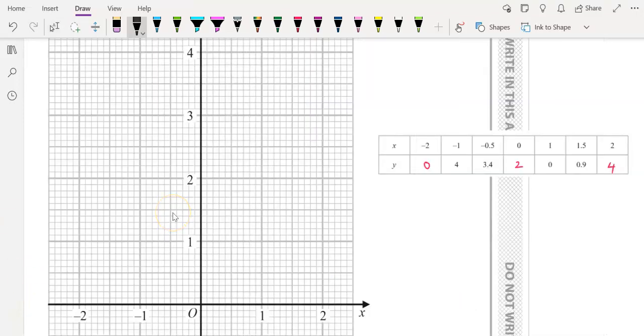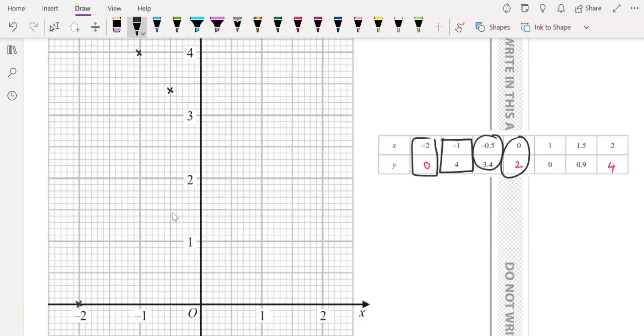Now, you need to plot these points on the graph. The first point is when x equals minus 2, the value of y is 0. So this is our required point. Next one is at x equals minus 1, y is 4. So this is my point. At x equals negative 0.5, y is 3.4. 3.4 is here.